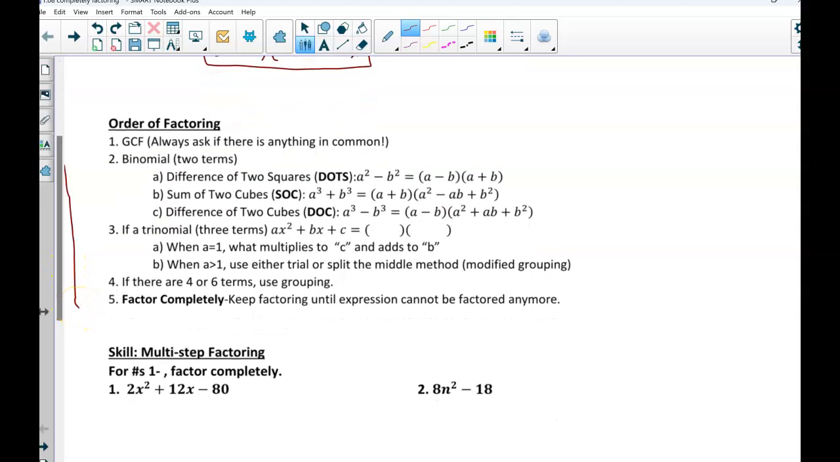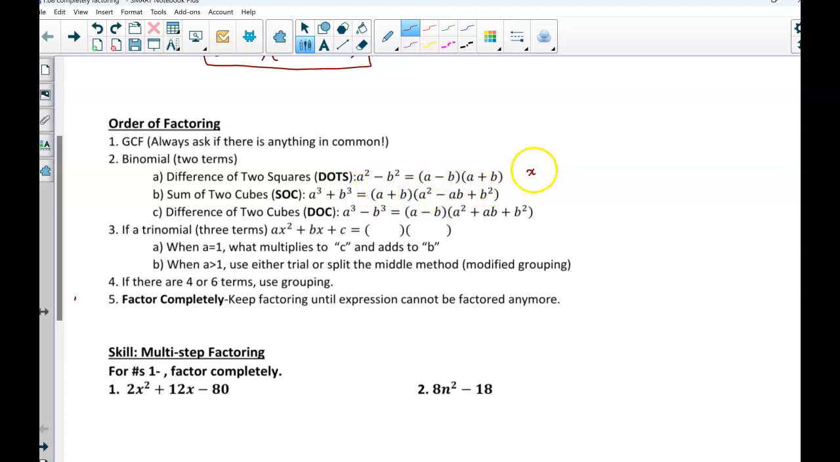So what is factoring completely? Factoring completely is, in essence, doing multiple factoring techniques. And the order matters. So you should always start with the GCF. The next thing you want to do is factor binomials. So it could be the difference of two squares. A squared minus b squared is a minus b times a plus b.